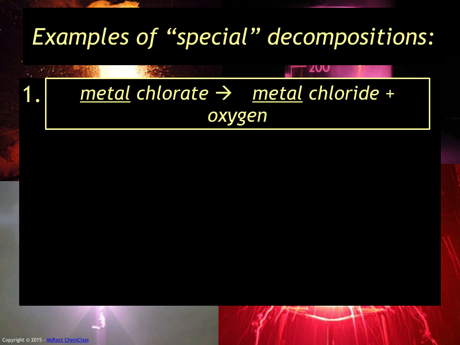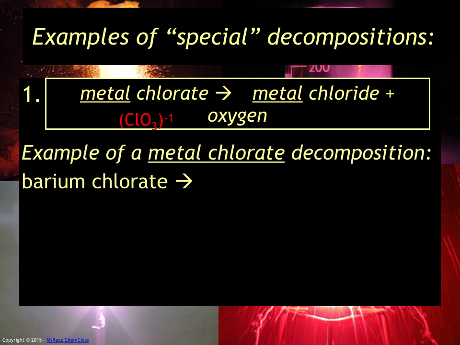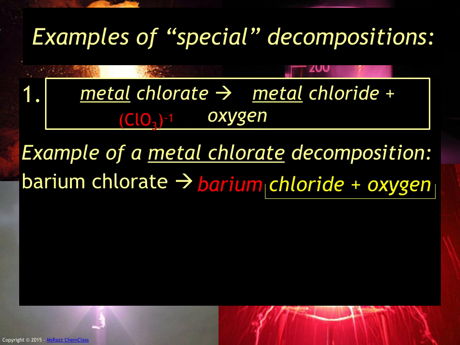First of that is when you have a metal chlorate. The results of that reaction would be a metal chloride and oxygen. Chlorate is ClO3 and it has a -1 charge. Looking at an example, the decomposition of barium chlorate is going to yield barium chloride and oxygen. That last part in yellow is always a part of the product.